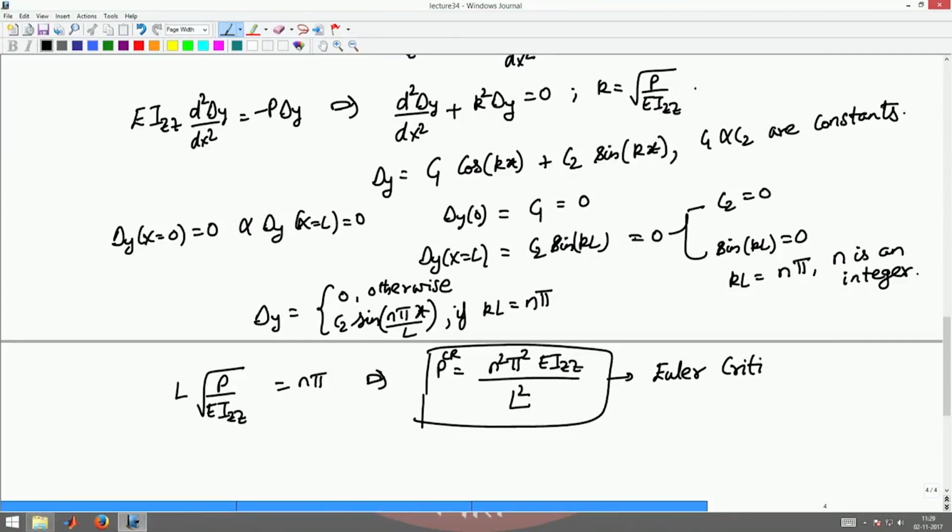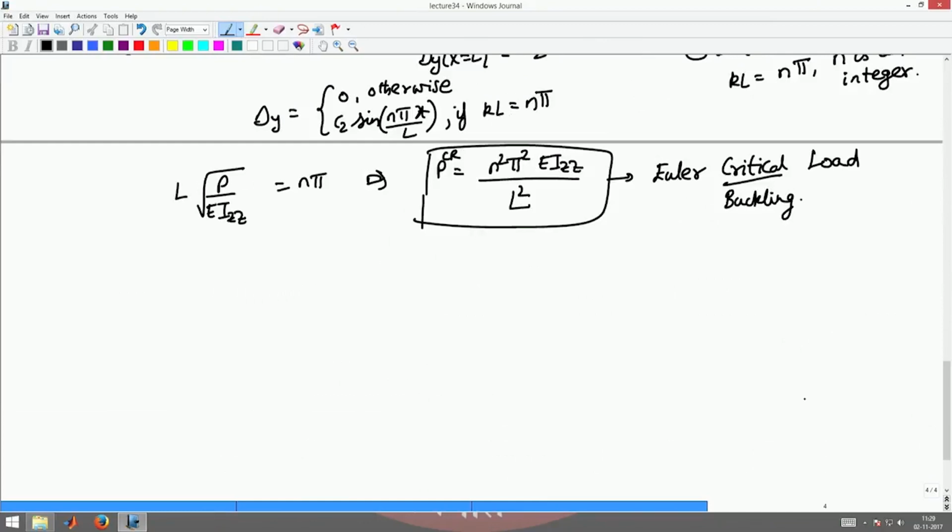critical load, or another name given for it is the buckling load. Now what this means is, until P reaches P critical, this simply supported beam subject to an axial load will deform into this shape. It will expand laterally and contract horizontally. So this will be the deformed shape.